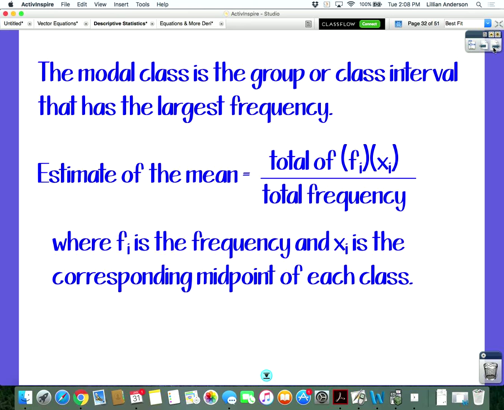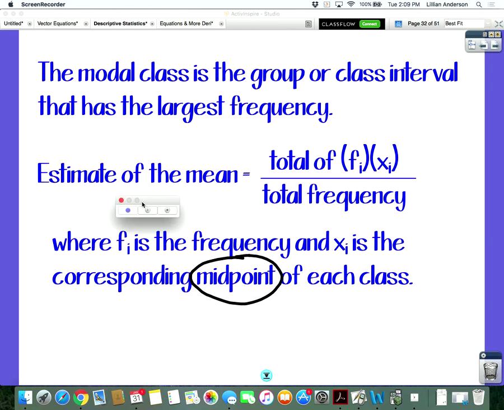And then to find an estimate of the mean, same formula as it was before, except this time, x of i represents the midpoints of each class. And that's very important. These are the midpoints of each class. So again, to find the mean, you're going to take each of the group's frequencies and multiply them by the midpoint of each class, and you'll add those up, okay? And then divide it by the total frequency.